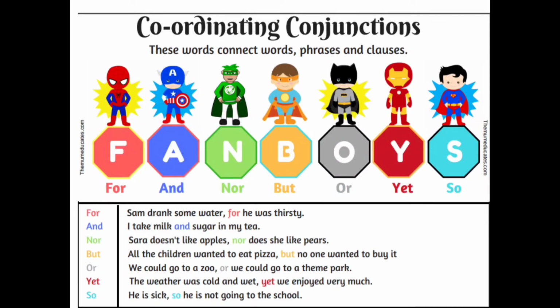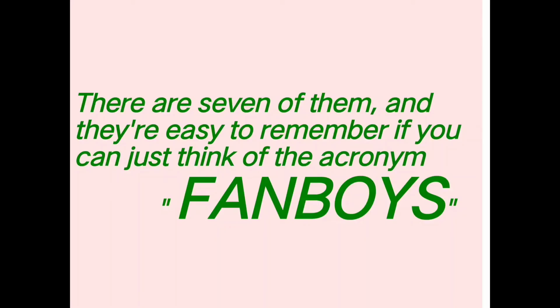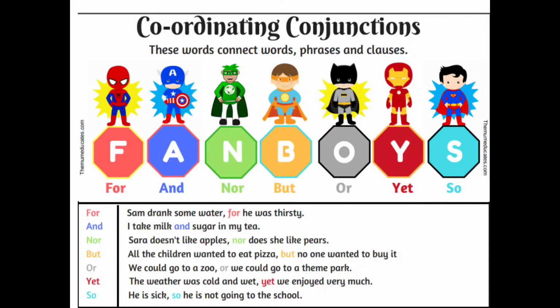Next is yet. Again with red, it is: the weather was cold and wet, yet we enjoyed it very much. So this yet is working as a coordinate conjunction once again. And the last one is: he is sick, so he is not going to school. So S is for so.